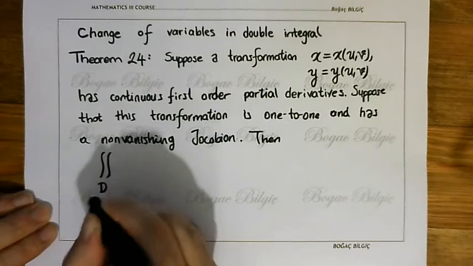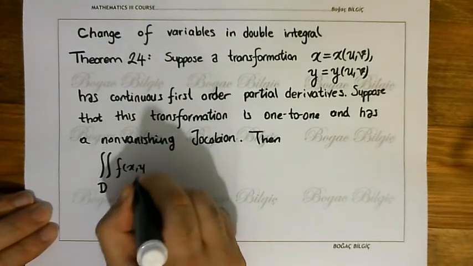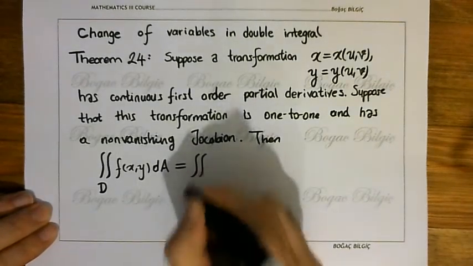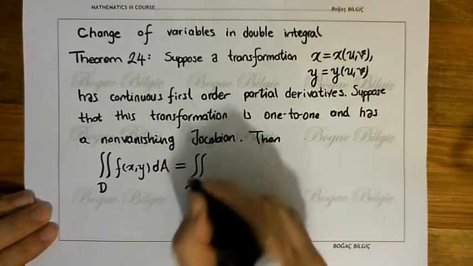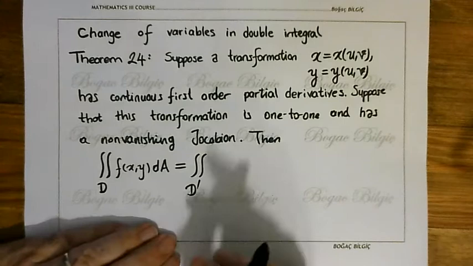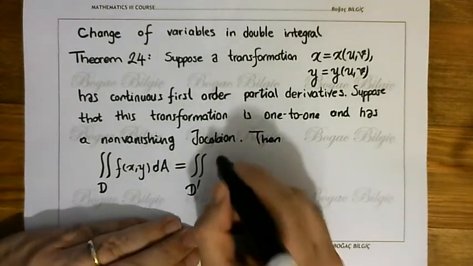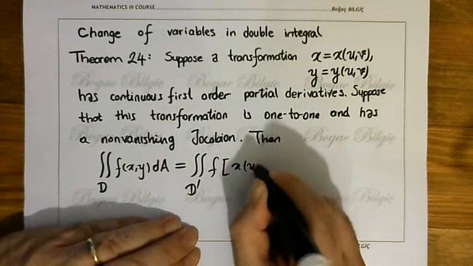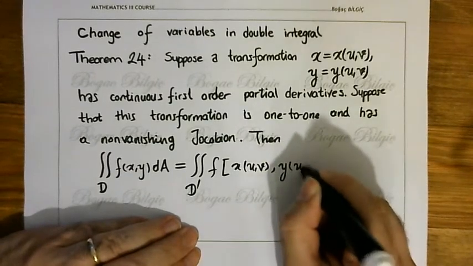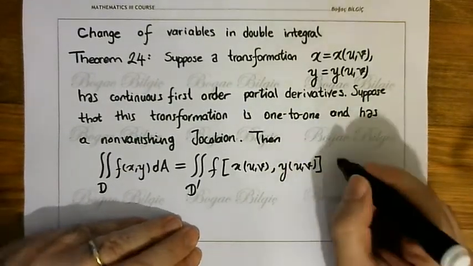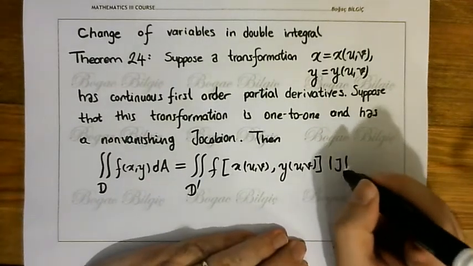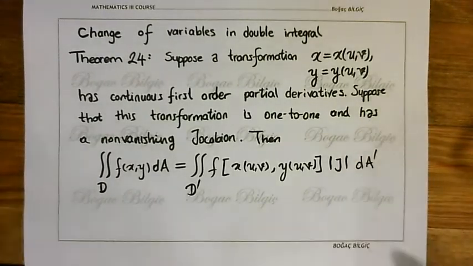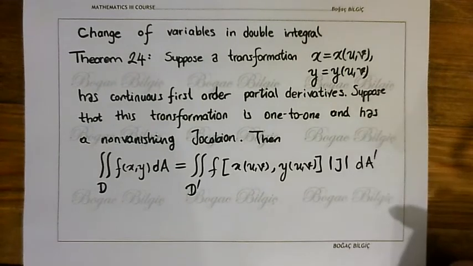the double integral over D of f(x,y) dA is equal to the double integral over the new region D* of f of x as a function of u,v and y as a function of u,v, times the absolute value of the Jacobian, and the new dA, the new transformation area.